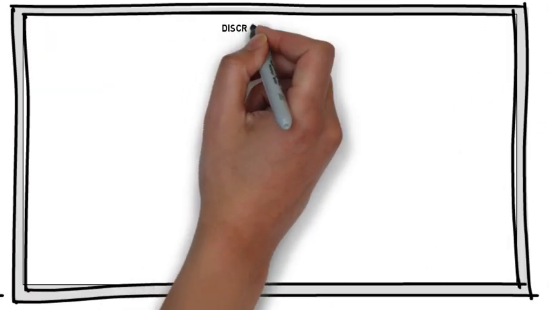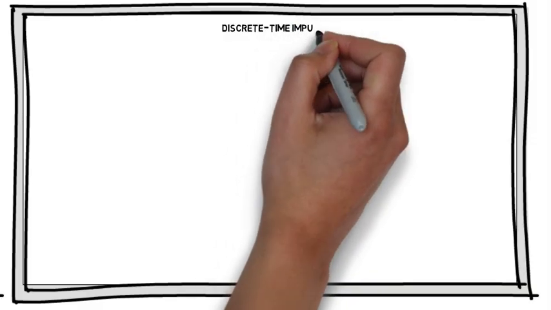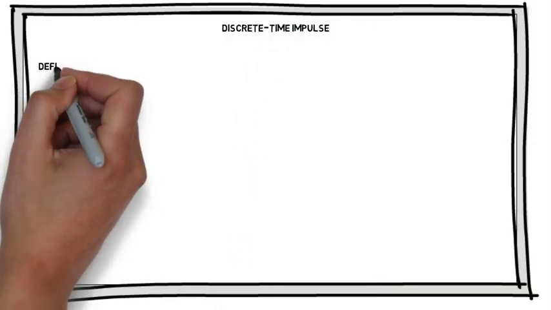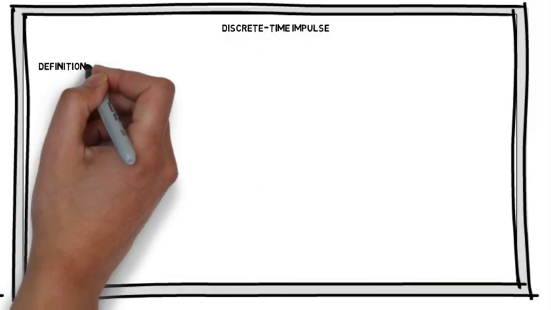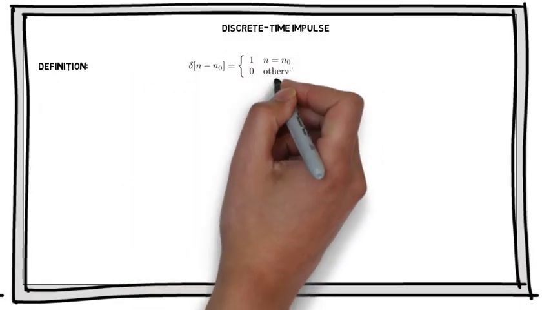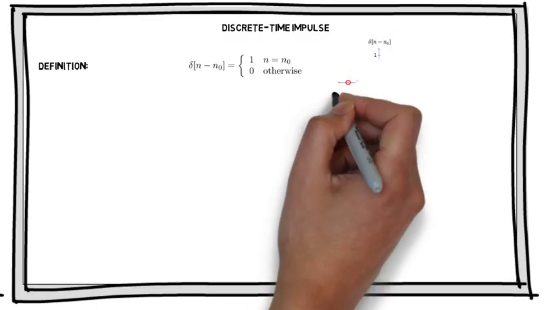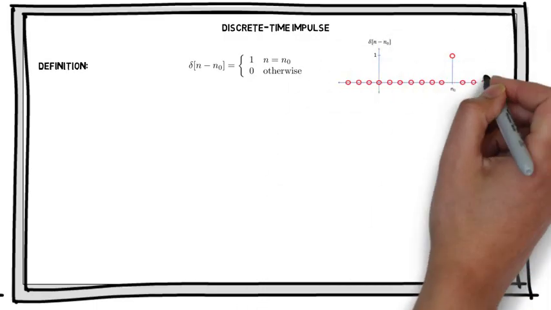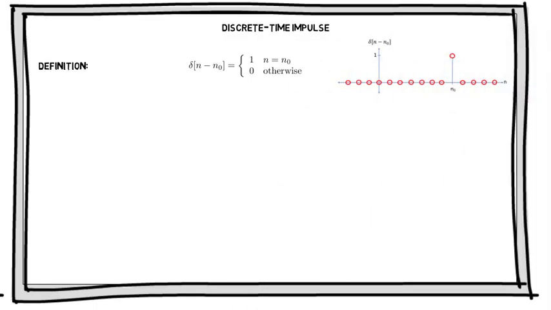Those are the discrete time impulse and the continuous time impulse. The discrete time impulse is really just a convenience function. It's defined to be a signal which has a 1 at one particular sample, say n equals n naught, and a 0 everywhere else. And we'll call that delta of n minus n naught. So delta of n has a 1 at n equals 0, delta of n minus n naught has a 1 at n equals n naught.